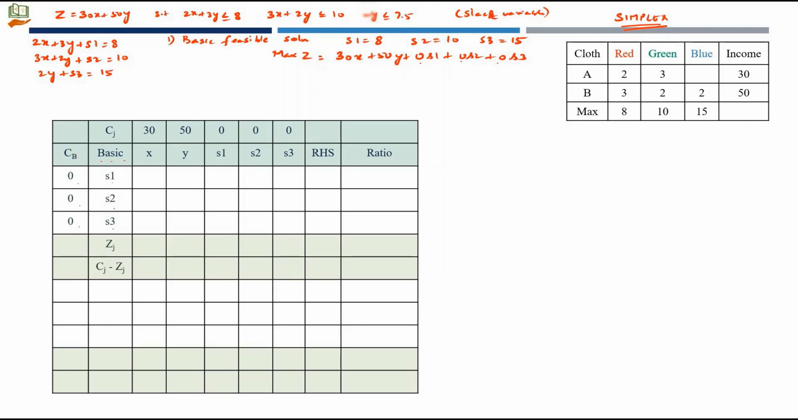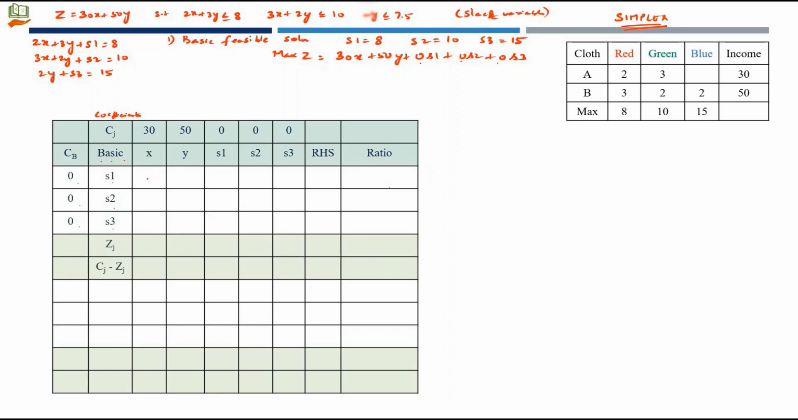CB is the coefficients of the basic variables in the objective function. We have x variable, y variable, s1, s2 and s3 in the objective function. The respective values of the coefficients are placed above the basic variable row, that is Cj. For x it is 30, for y it is 50, for s1, s2 and s3 it is 0. We have the right hand side as RHS. To calculate the ratio, we have a separate column. Now let's start filling the values.